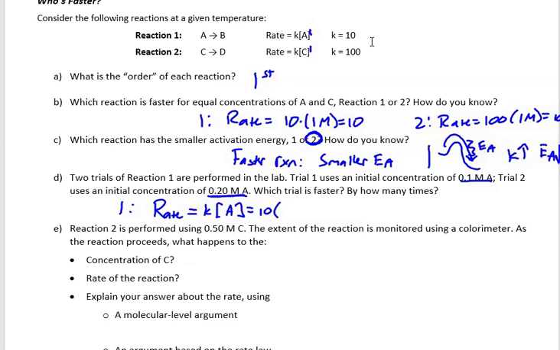And in this case, in trial 1, our concentration is 0.1 molar. And so we're going to have a rate of 1 something, where the something is some unit. In trial 2, our rate constant is the same because it's the same reaction at the same temperature. The only thing that's changing is our concentration, and so you can see that it's going to have a rate of 2 somethings.